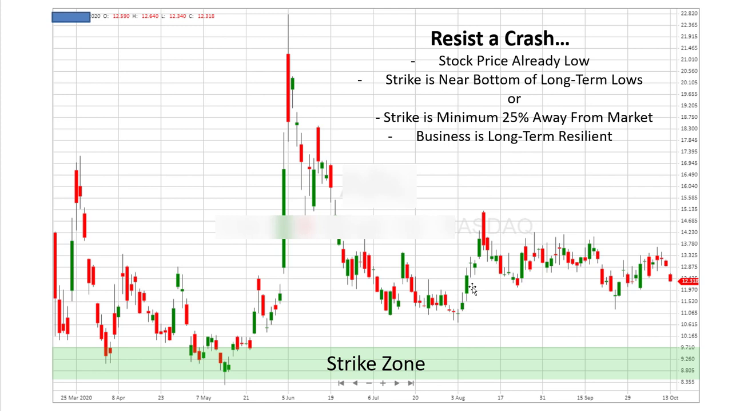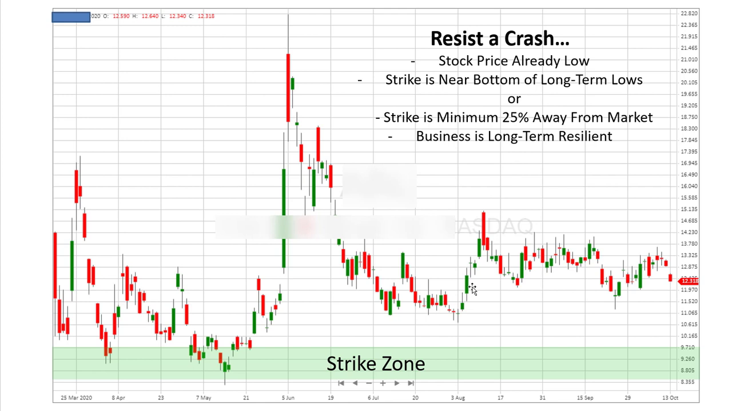The final thing I look at is whether the business is long-term resilient. If I want to produce the highest probability trades that will have the highest probability of resisting a crash, then I'm going to stick with businesses that have a long-term resilient track record. That doesn't mean there aren't some really great trades in other stocks that may not be as resistant to a crash. But as far as the hyper options, the hypersonic options I'll talk about in a minute, that is a consideration that I look at.